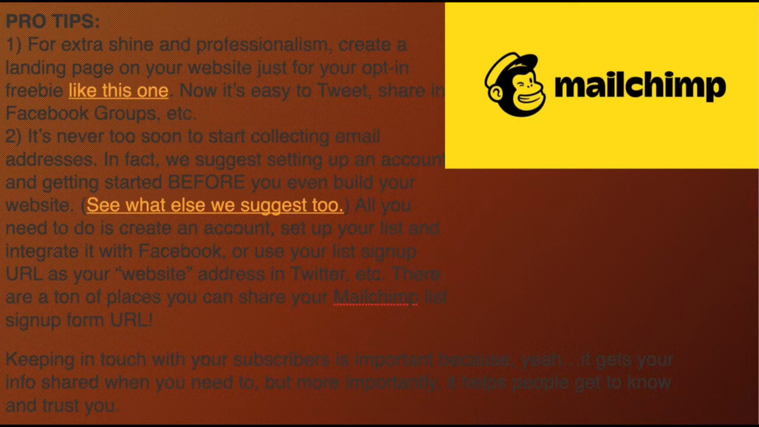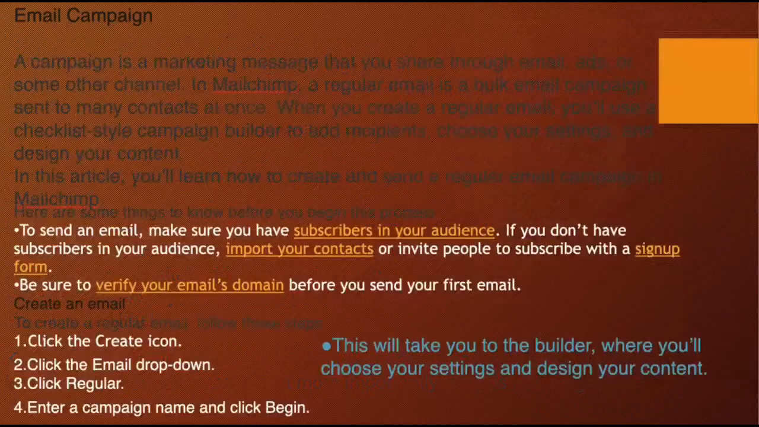All you need to do is create an account, set up your list and integrate it with Facebook, or use your list sign up URL as your website address in Twitter, etc. There are a ton of places you can share your MailChimp list sign up form URL. Keeping in touch with your subscribers is important because it gets your info shared when you need to, but more importantly, it helps people get to know and trust you.